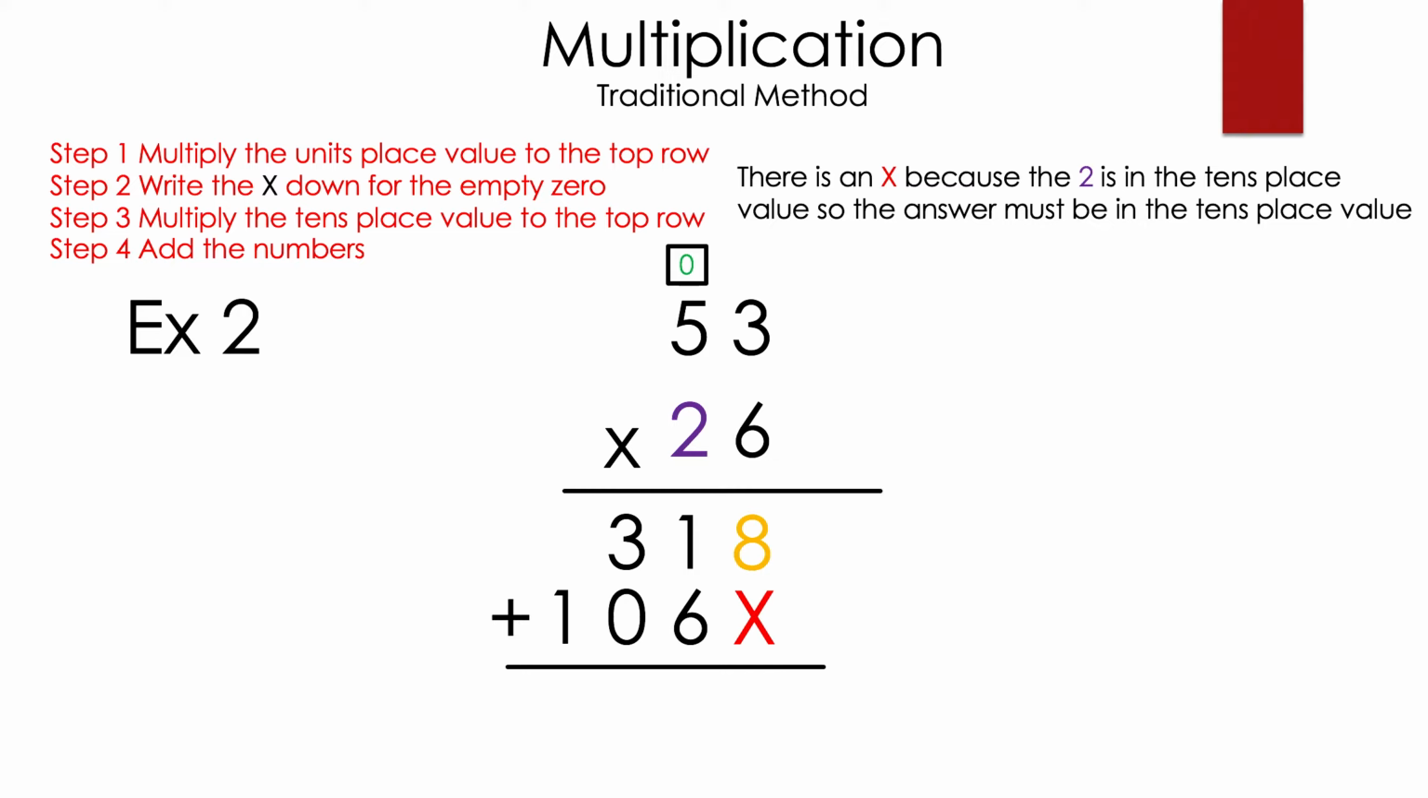Now we're going to add these 2 numbers together. Remember that the x is just a 0, so we do 8 plus 0, which is 8. Now we need to add the next place value, which is 1 plus 6, which is 7. Now we need to add the next one, which is 3 plus 0, which is 3. And then the last one, 0 plus 1, which is 1. So my final answer is 1,378. I'm going to take one more example.